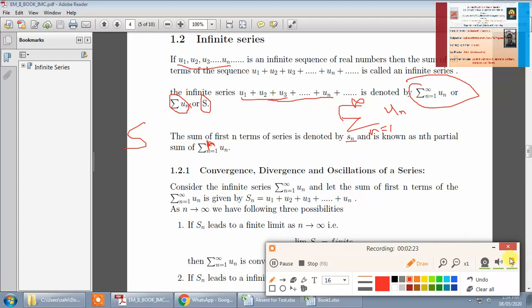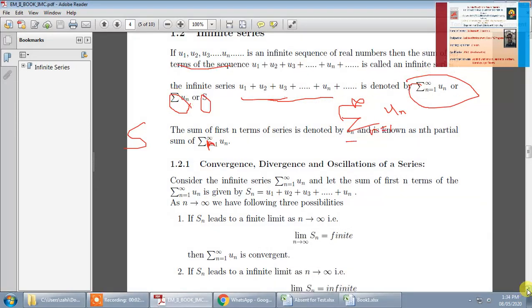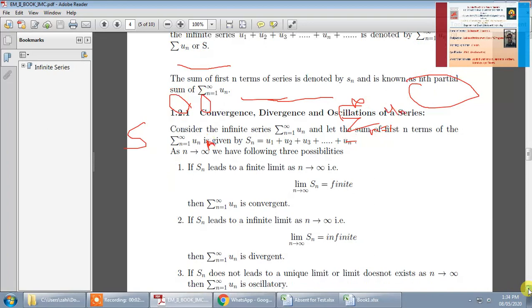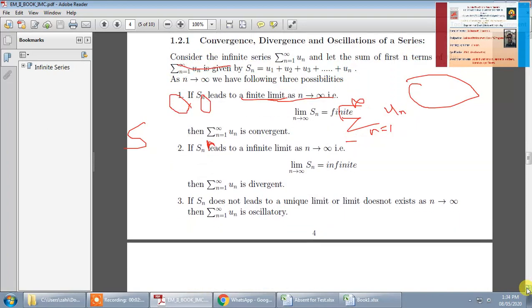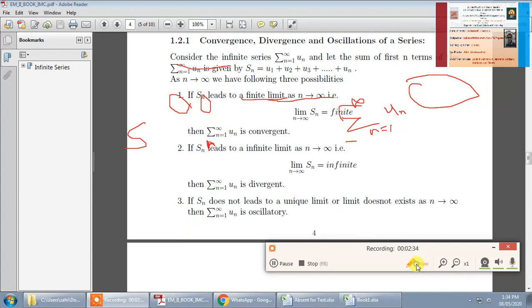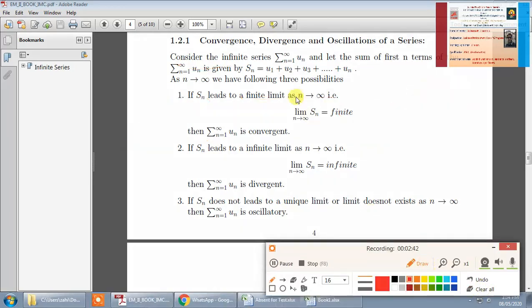Let us discuss the convergence and divergence of infinite series. Now let us consider an infinite series given by summation n from 1 to infinity un. Here you can see that this starts with n equal to 1 and ends with n equal to infinity, and let us consider its partial sum, which will be given by sn, and sn is equal to u1 plus u2 plus u3 up to un.